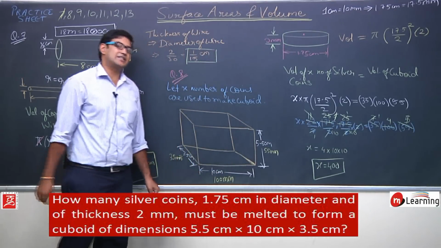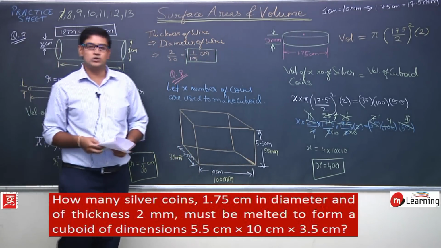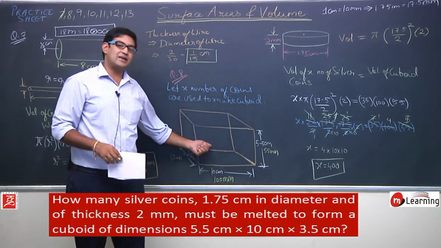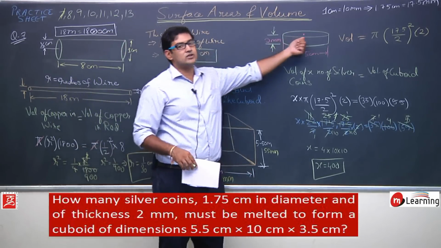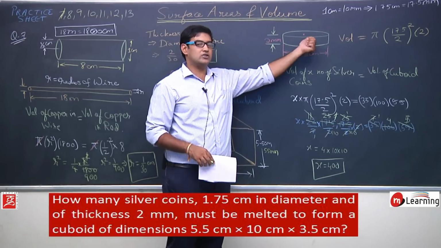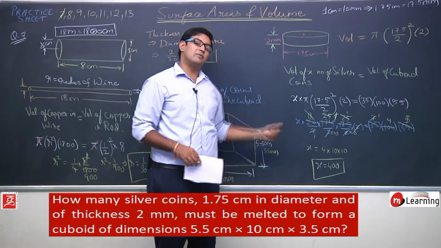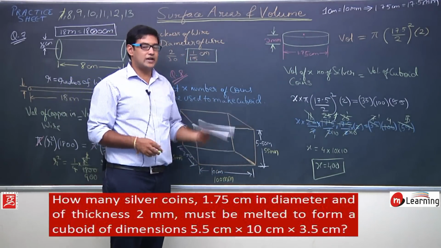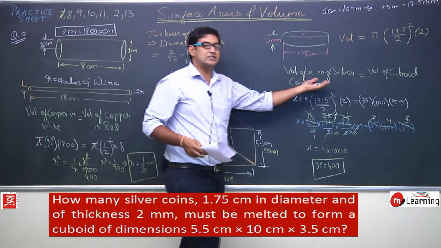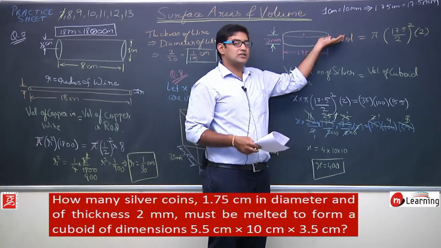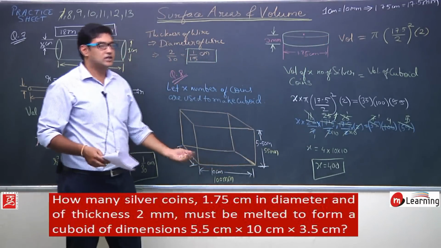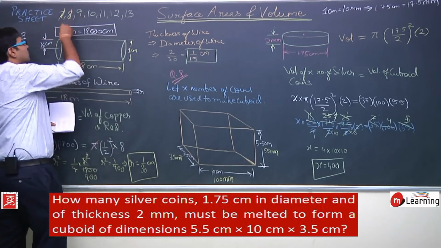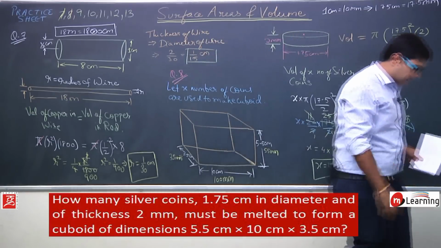What is x? X represents number of silver coins that I need to use. So to make a cuboid of silver of this dimension, I need to use 400 coins of this dimension. Then only I will be able to make this cuboid. Okay. So this is the solution for 8th question. What you can see is just simple conversion of this metal from the silver coin into another shape, that is cuboid. Okay. So this is the solution for 8th one. Okay. So first you note this, then we will continue.